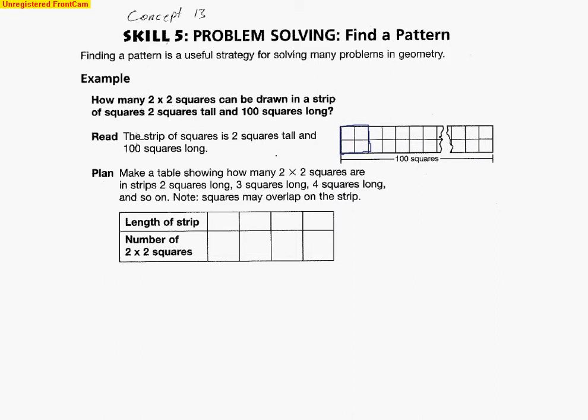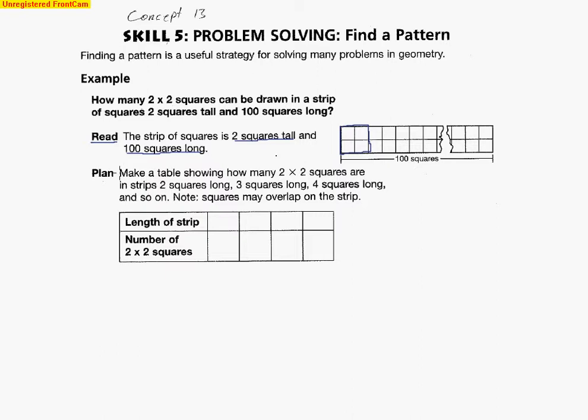First of all, we want to understand what that problem is. Take what the question is and try to pull out the important parts, and that's what they're asking us to do here. What I've pulled out is that the strip is 2 squares tall and 100 squares long, and that's why I sketched this little drawing. This break here is because I couldn't draw 100 squares going in one direction.